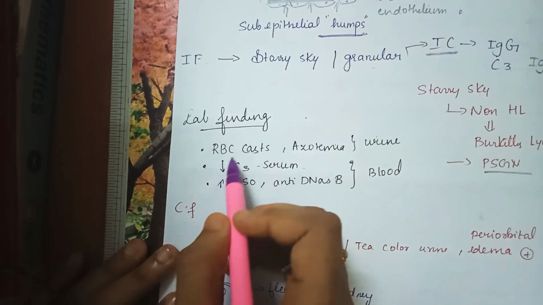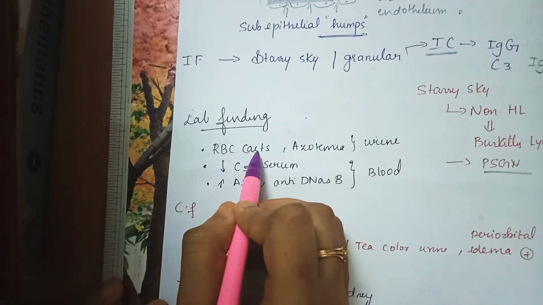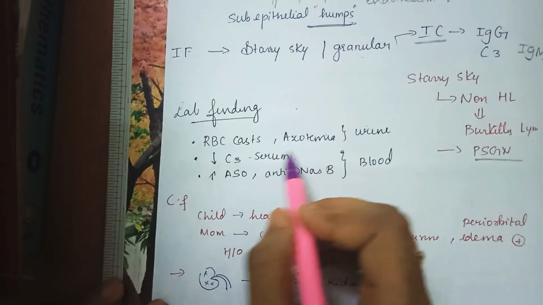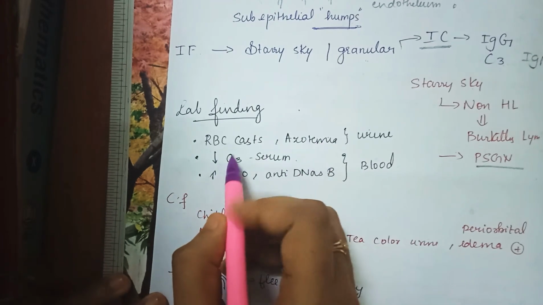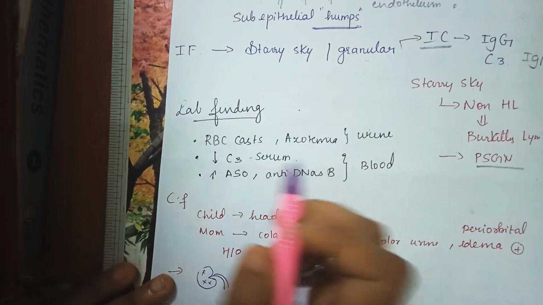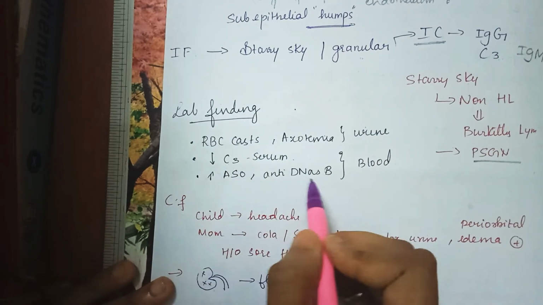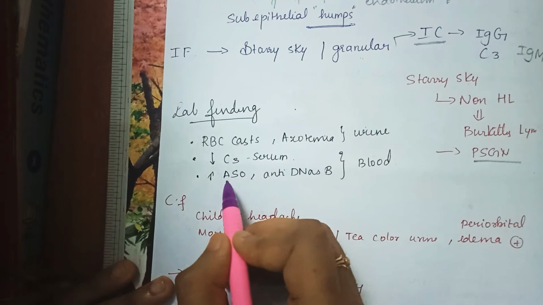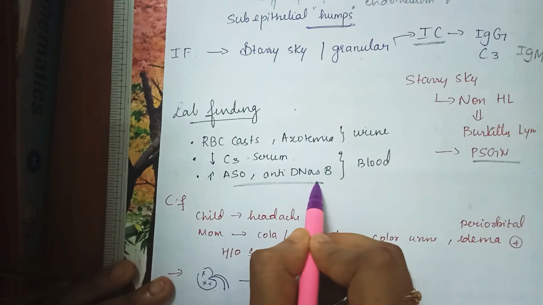Now what are the lab findings? RBC cast can be seen. This is the basic one which I told in nephritic syndrome, and azotemia. I have explained why there is azotemia and RBC cast. Again, the main important thing is that in blood, for some period of time, there is a decrease in C3 level, and there is also an increase in antibodies. I have told you ASO, that is anti-streptolysin O, and anti-DNase B antibodies are formed.